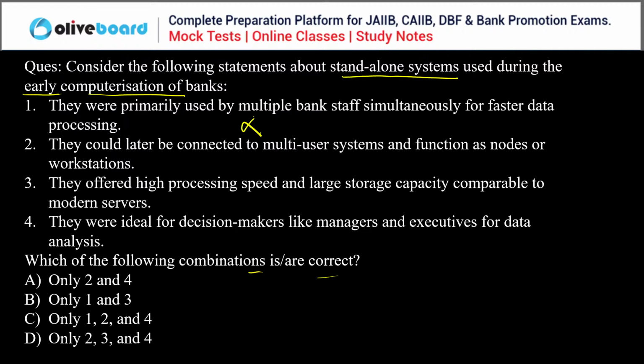Second statement, they could later be connected to a multi-user system and function as a node. Yes, they can be connected. Third, they offered high processing speed and large storage capacity. No, they offered limited processing speed because it is a standalone computer which is not functional in a multi-user environment. Then they were ideal for decision makers like managers and executives. Yes, that is correct. So second and fourth are the correct statements. First and third are wrong. So yes, A is the correct answer.